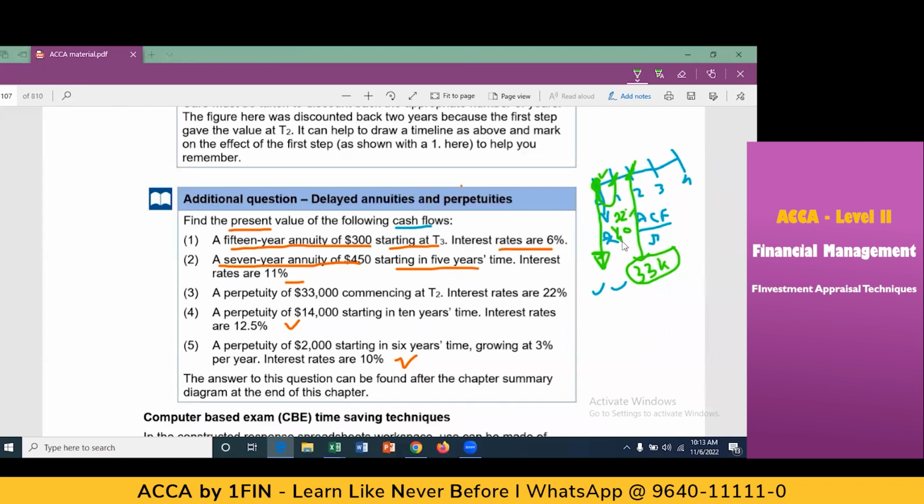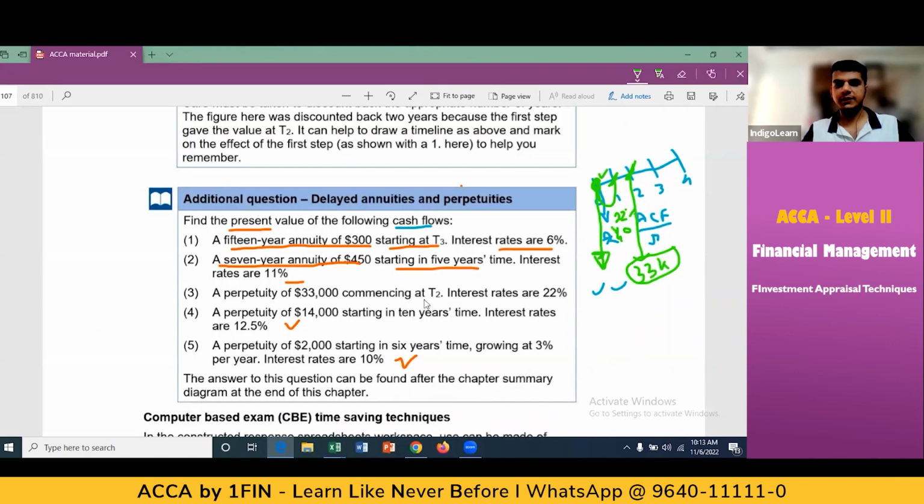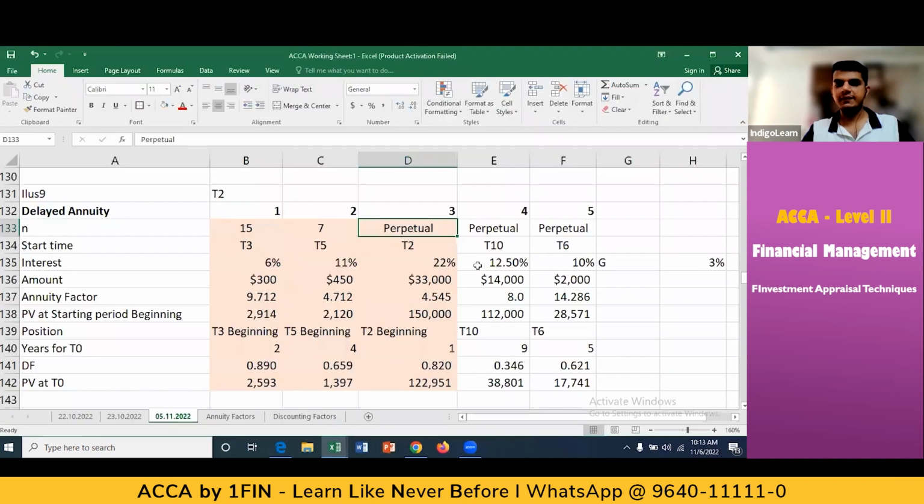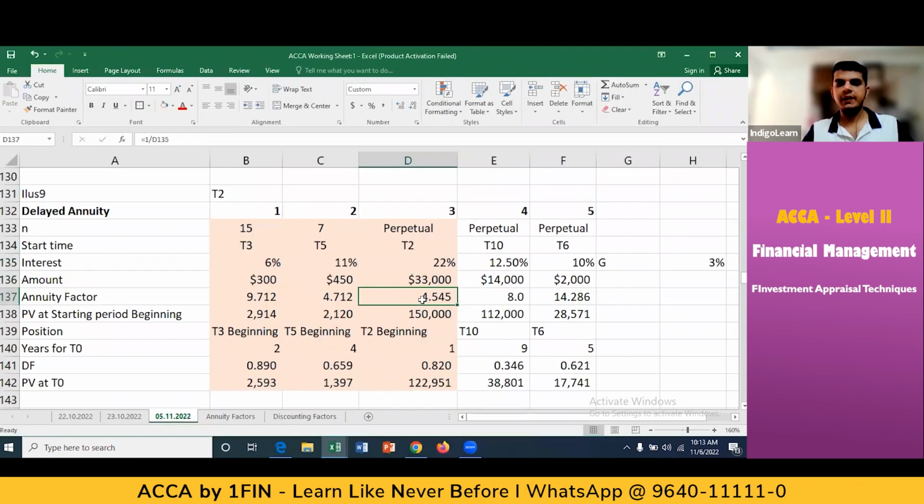Yes, sir. So same way in the formula, if I say it is a perpetual payment which is starting from T2 and the interest rate is 22%, the amount is $33,000. Okay. If I calculate the annuity factor, then it is just 1 divided by 22%, that is your rate, and my amount is at the beginning of T2 or end of T1.